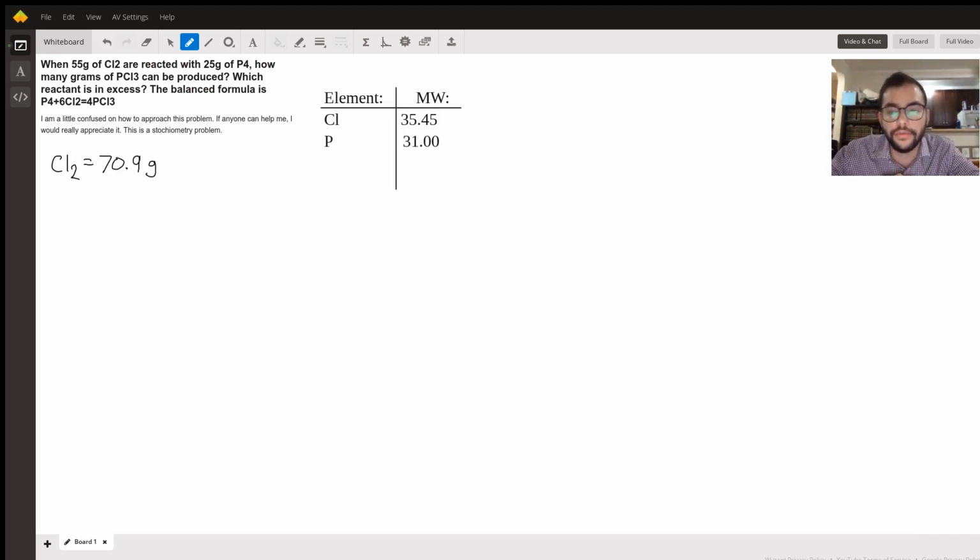Now we're going to do the same thing for phosphorus. The reactant involving phosphorus is P4, so there are 4 phosphorus atoms in each molecule. We take the weight of 1 atom of phosphorus and multiply it by 4, because there are 4 atoms of phosphorus in the molecule P4. So it's just 31 times 4, which is 124. So P4 is equal to 124 grams.